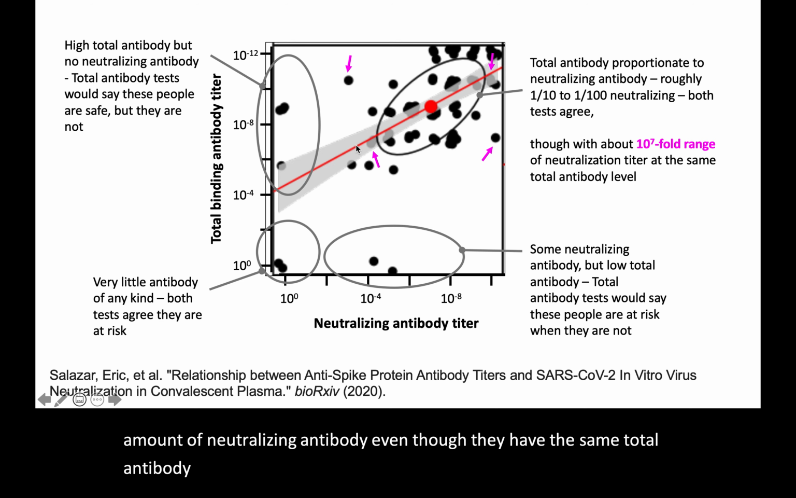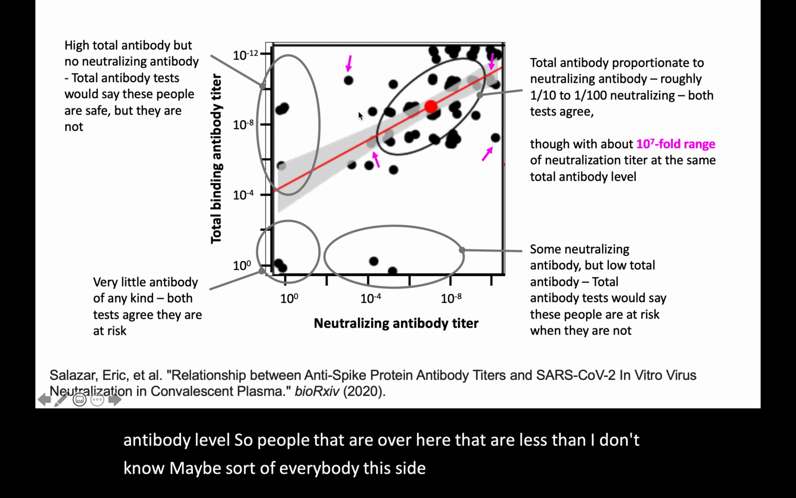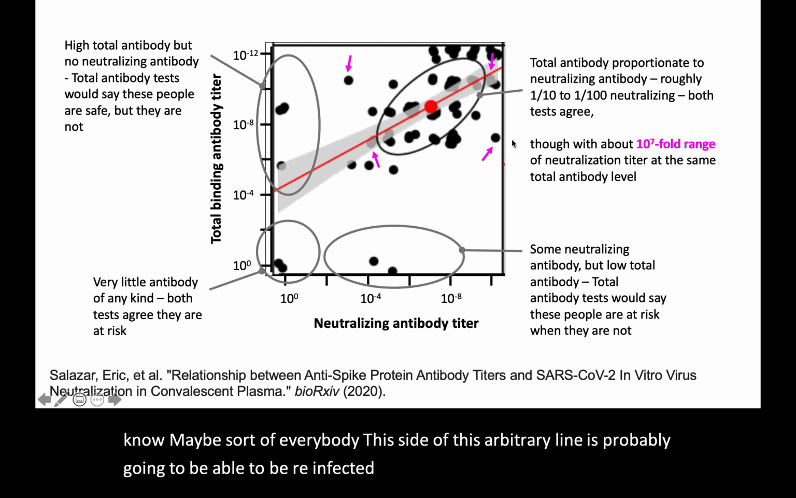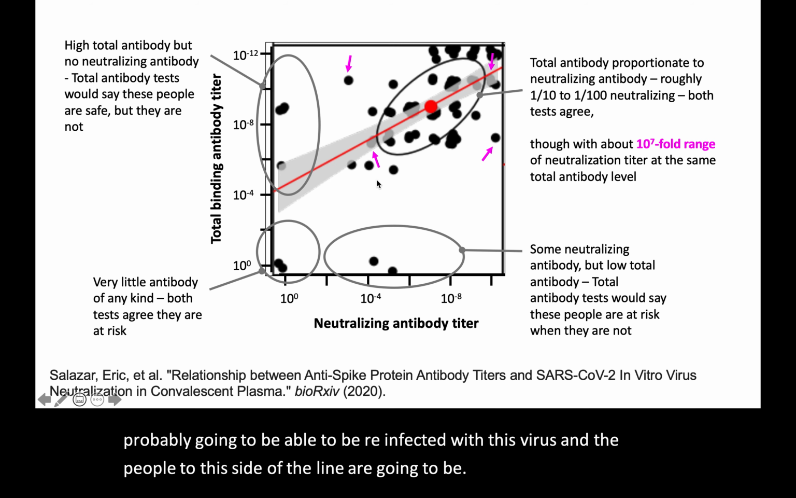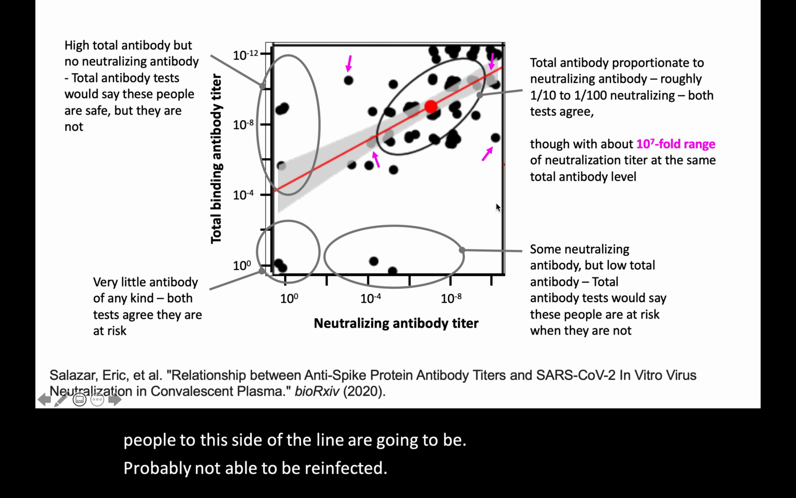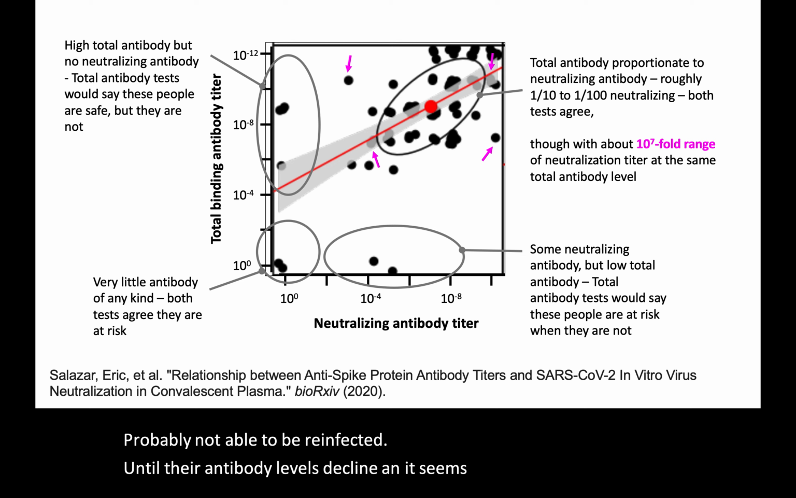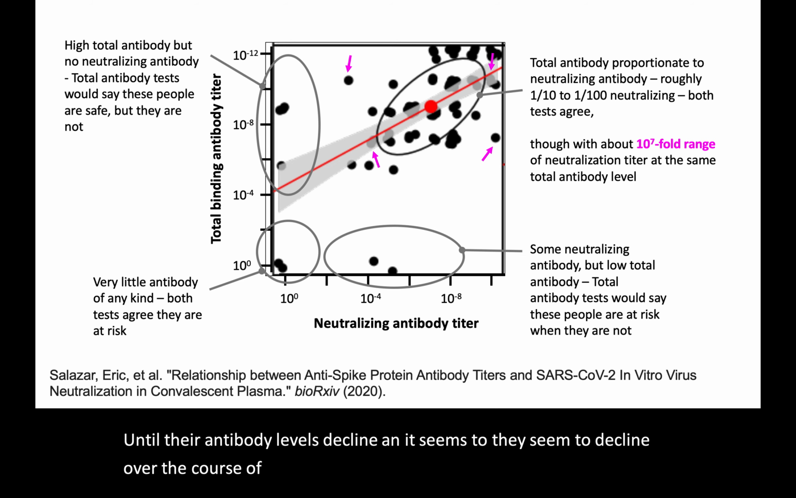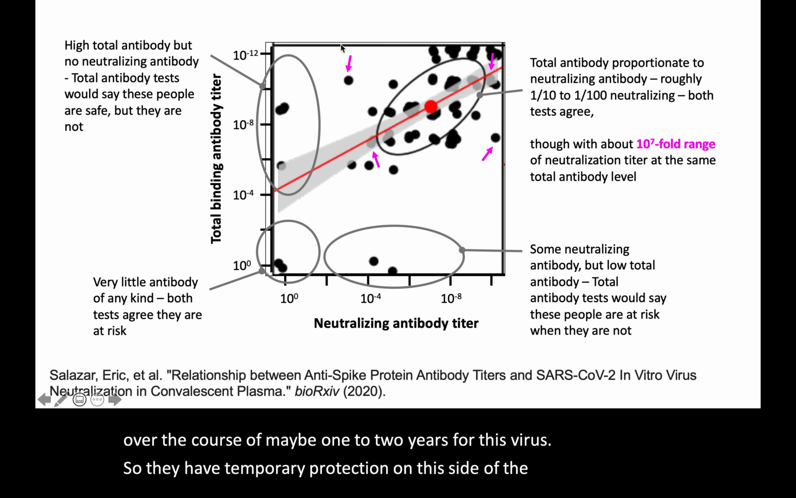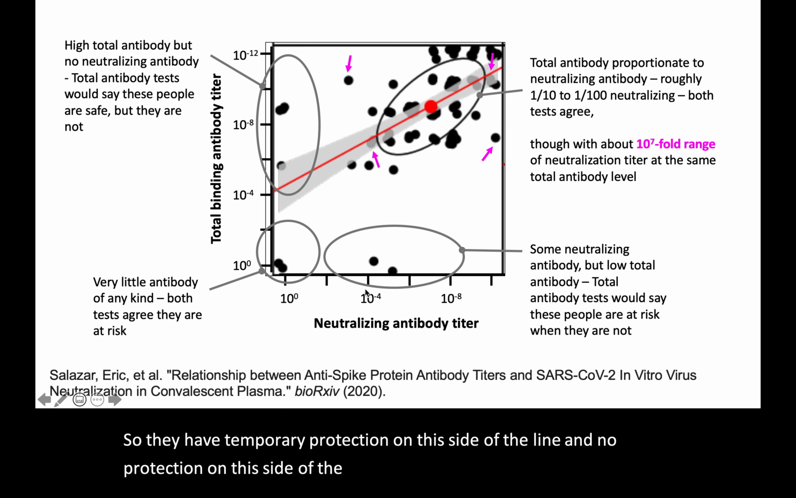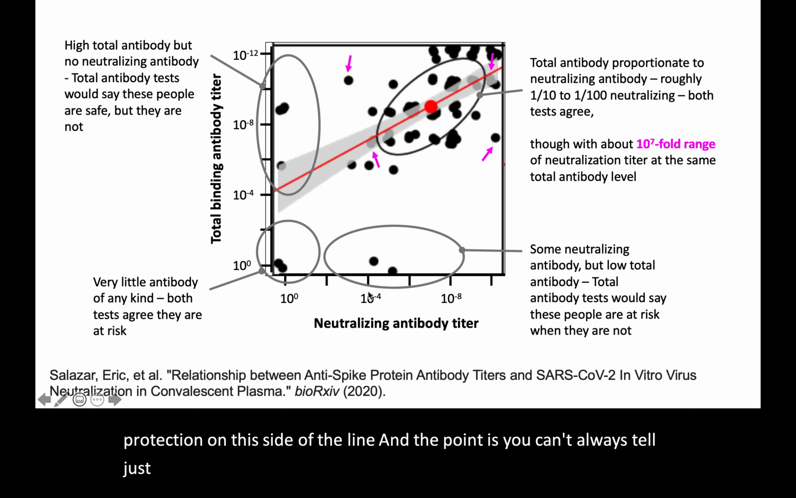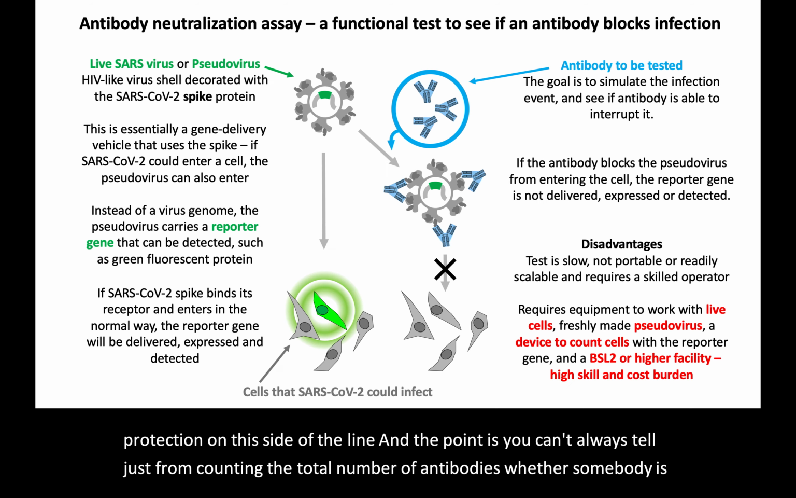level. So people that are over here, maybe everybody on this side of this arbitrary line, are probably going to be able to be reinfected with this virus. And the people on this side of the line are probably not going to be able to be reinfected until their antibody levels decline. They seem to decline over the course of maybe 1 to 2 years for this virus. So they have temporary protection on this side of the line and no protection on this side of the line. And the point is, you can't always tell just from counting the total number of antibodies whether somebody is going to be protected or not.